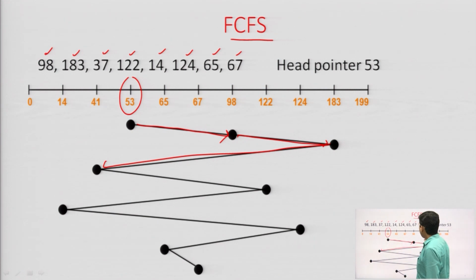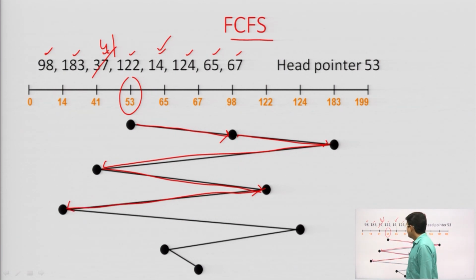Now, the next request is 122. So, from 37 I will go to 122, and then the next request is 14. So, I will move from 122 to 14, and then to 124, I will move from 14 to 124. Then the next request is 65, so I will move from 124 to 65, and finally, I will move from 65 to 67, because 67 is the last request.